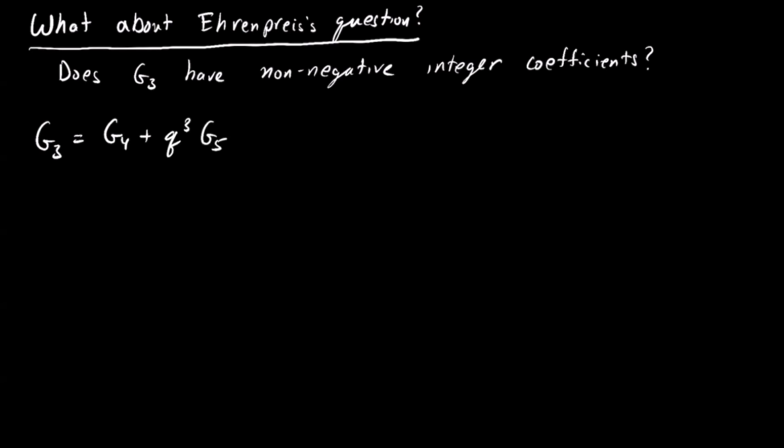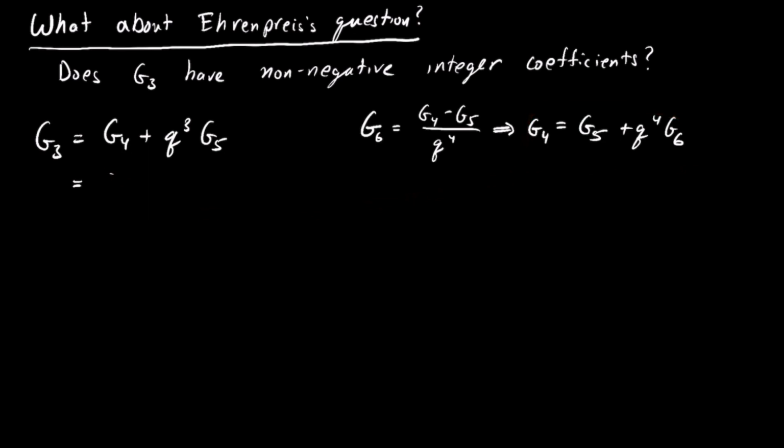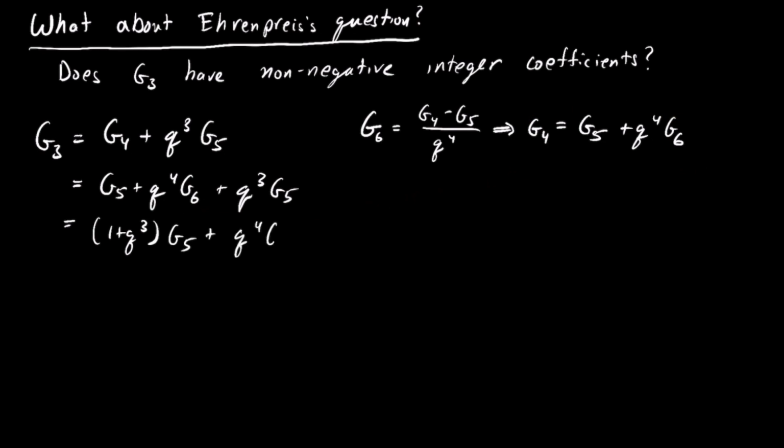And what do we know? Well, I know that G6, for example, is defined to be (G4 minus G5) over q^4. So this tells me right away that G4 can be rewritten as G5 plus q^4 G6. So we can replace this G4, so I can take this expression for G4 and substitute it over here. So let's do that. I'll get G5 plus q^4 G6 plus q^3 G5. But if I collect my terms, what do I end up with? I end up with (1 plus q^3) times G5 plus q^4 G6, right? So just like earlier, I can continue in this way.